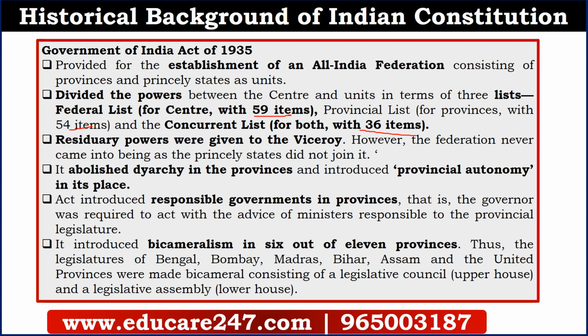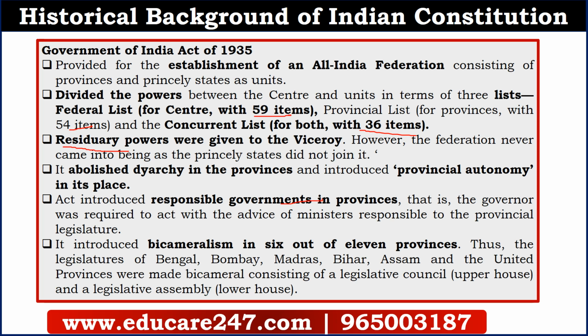Now also we have 3 lists, that is state list, concurrent list and the union list, central list. Residual powers were given to the Viceroy. So this is very important. It can be asked in the examination in Government of India Act 1935, who has the residuary power, and the Viceroy has the residuary power. It abolished the diarchy in the provinces and it introduced provincial autonomy because autonomy was given to the provinces. They were responsible for their governance. It introduced the responsible government in the provinces.